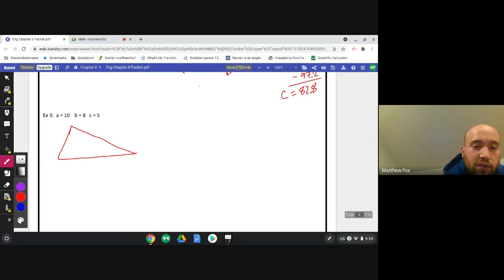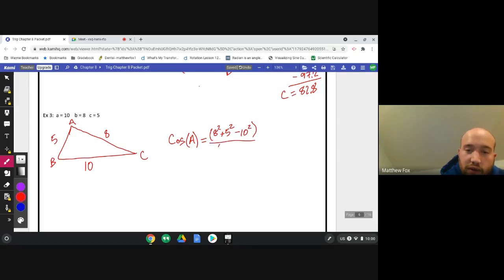Okay, this final one. So if I have an A, B, and a C, the C is 5, the B is 8, the A is 10. We'll do that same approach with cosine, and you've got the formulas there at the top. I know we can't see them on screen, but cosine of A equals B squared, so 8 squared, plus C squared, 5 squared, minus A squared, which is 10 squared, all that over 2 times B times C. And we will find what A is.